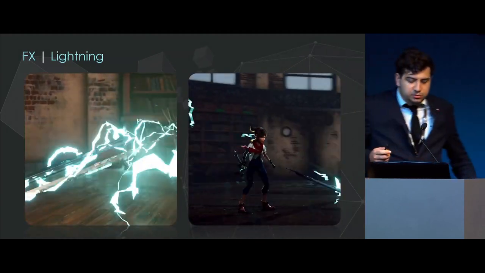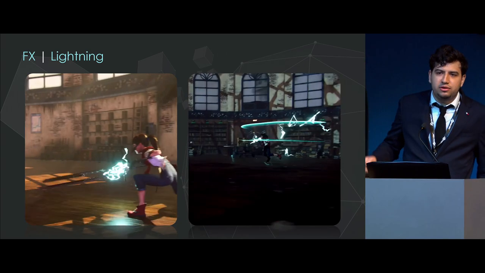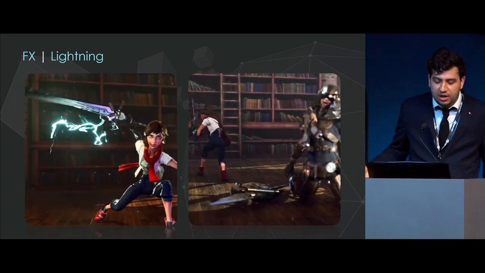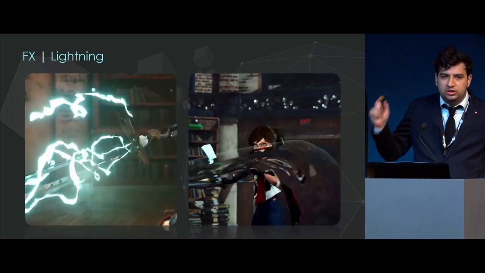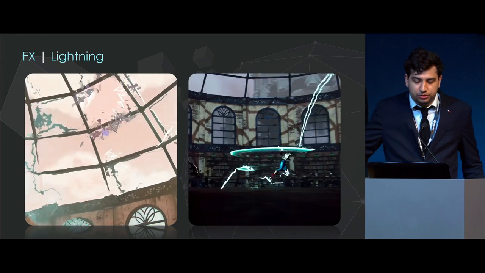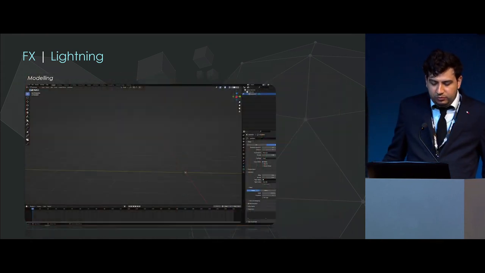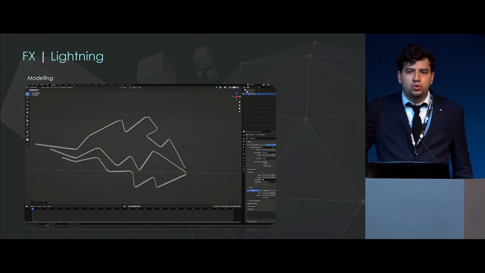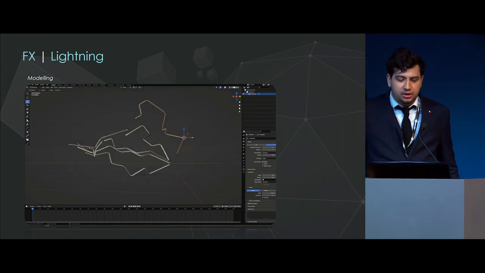So the last part is lightning, and there is a lot of lightning in the animation and a lot of different techniques that we used to create it. However, the one that works with basically any sparks in a drag and drop fashion is the following. First, we model the arcs in Blender, and we use curves with a custom bevel.